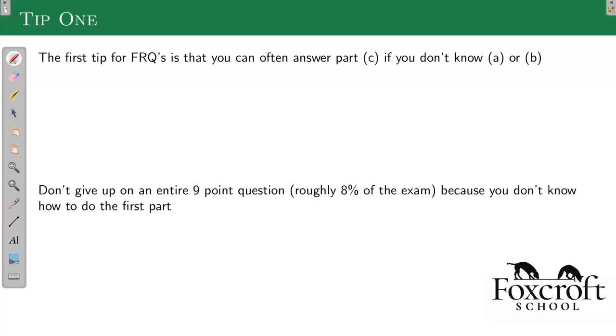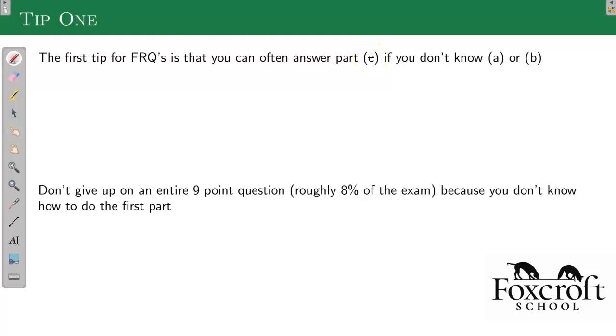All right, so these are just general tips. It's not going to apply to every free response, but it's helpful. The first tip is that free responses often have 4 parts, A, B, C, and D. Sometimes they only have 3, sometimes they have 5. But often you don't need the answer to be right for A and B to get part C.